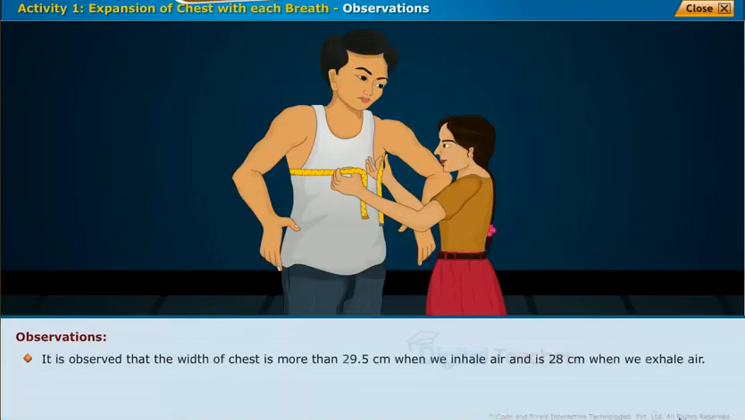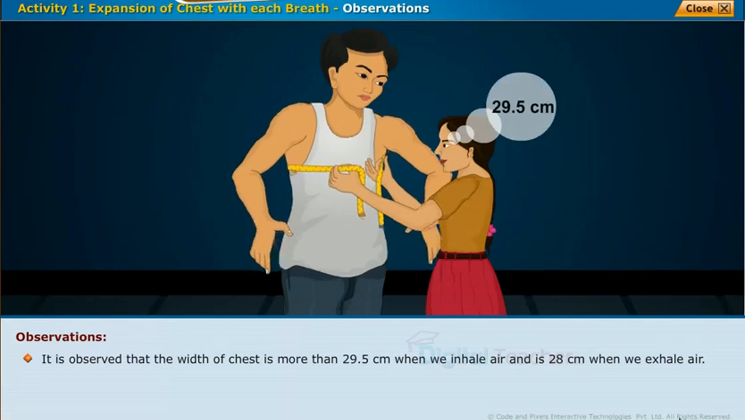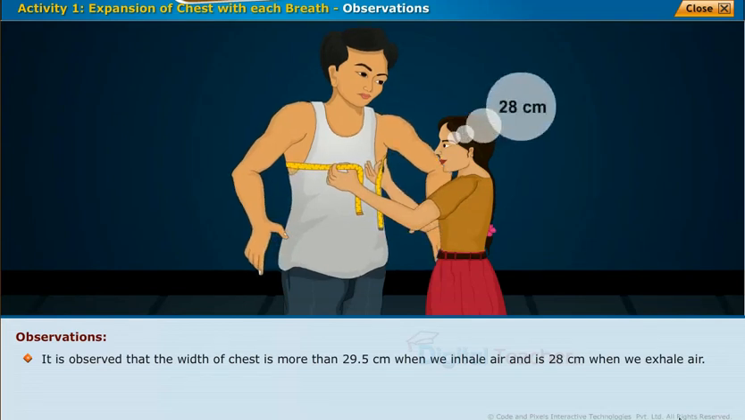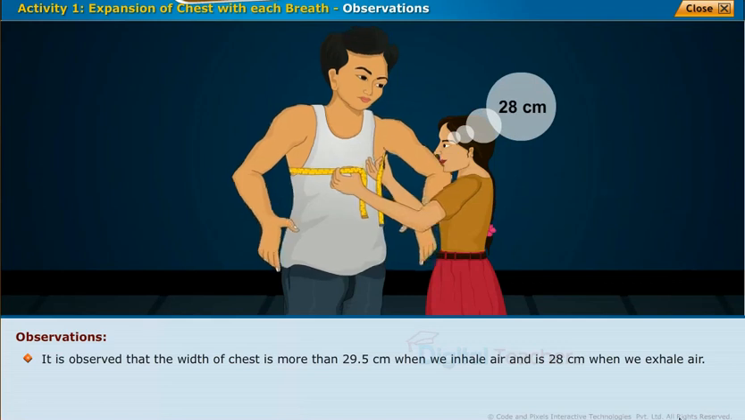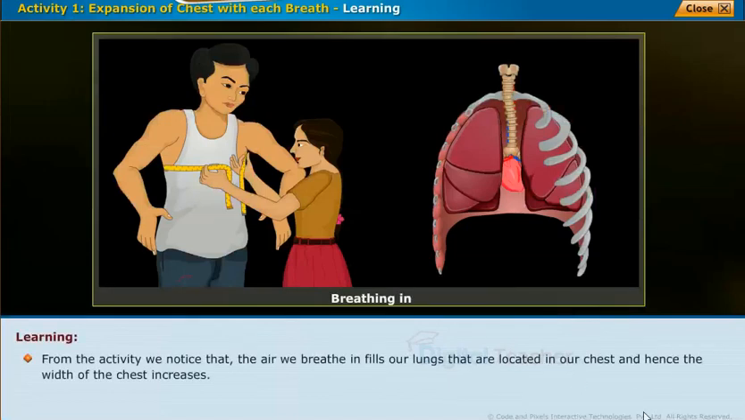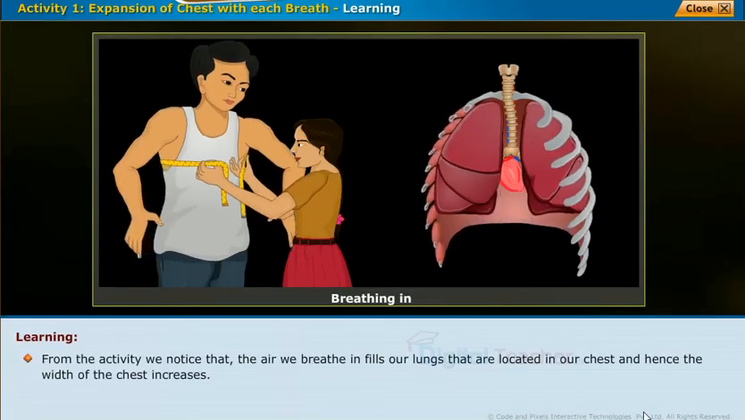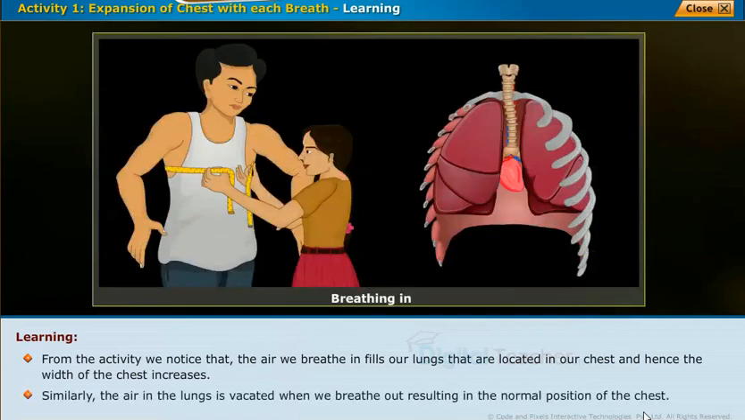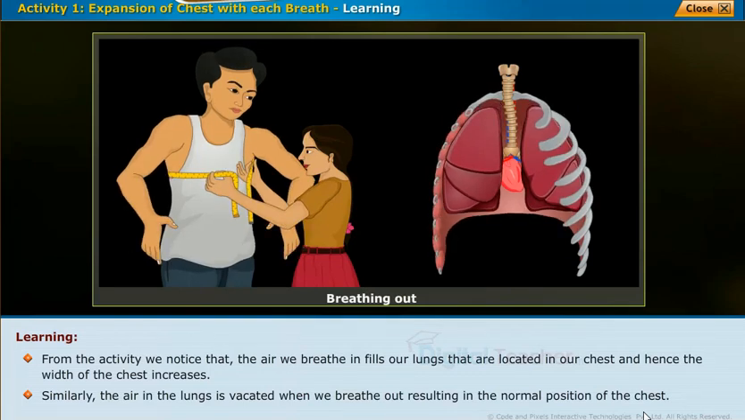It is observed that the width of our chest is more than 29.5 cm when we inhale air and is 28 cm when we exhale air. From the activity, we notice that the air we breathe in fills our lungs that are located in our chest and hence the width of the chest increases. Similarly, the air in the lungs is vacated when we breathe out, resulting in the normal position of the chest.